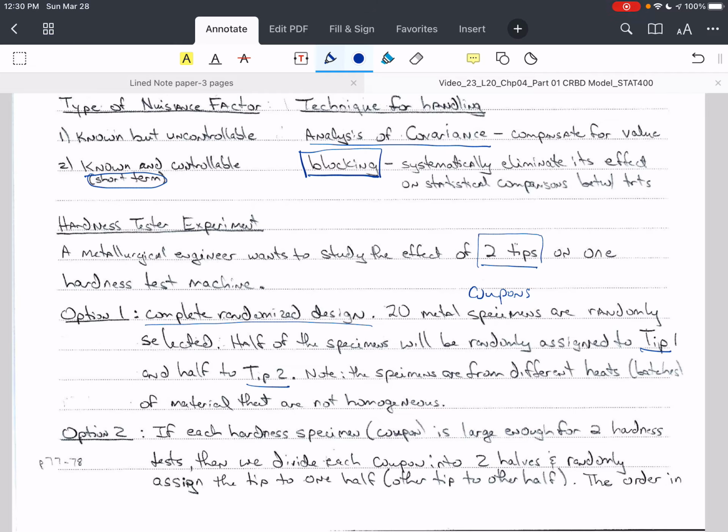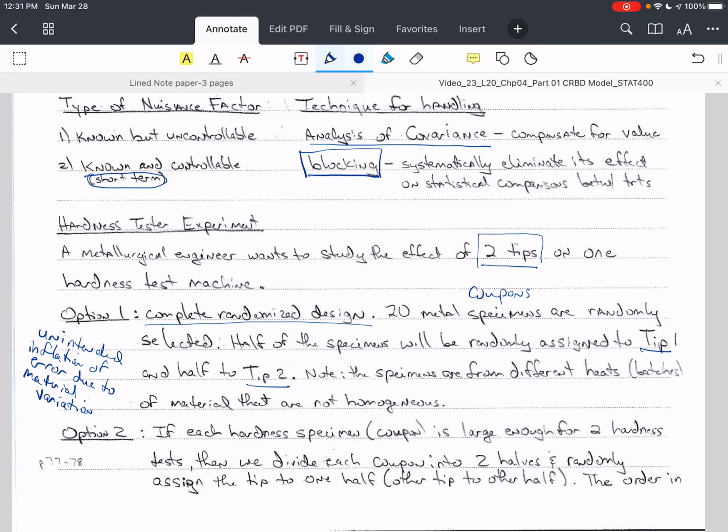So this would be a bad design in this case, because we would have an unintended inflation of error due to material variation. Okay, so that would be included. So we want to get rid of that.